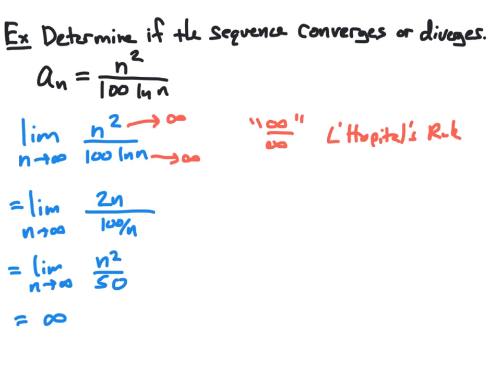and so this limit is equal to infinity. So this example, this sequence, n squared over 100 natural log n, is a sequence which diverges to positive infinity. And we were able to justify this using L'Hopital's rule on the original sequence to form a new limit, which we were easily able to see diverged to infinity.